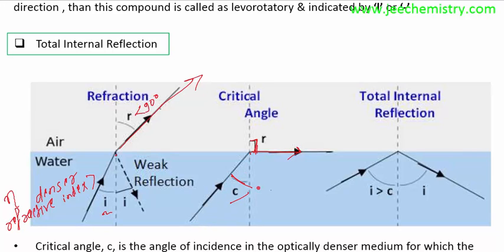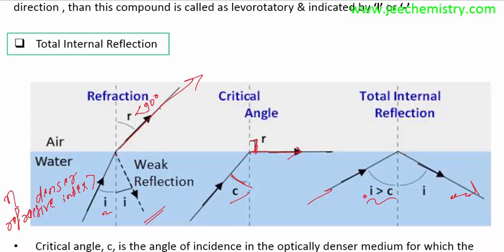But if the incident angle is more than the critical angle, then the light is totally reflected back into the incident medium. Here the incident medium is water. If the incident angle is less than the critical angle, then there is some amount of refraction, a very small amount of reflection and more refraction. Refraction means pass, reflection means return.